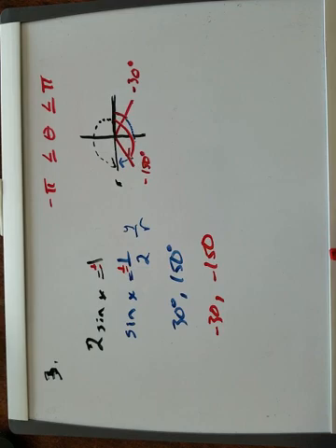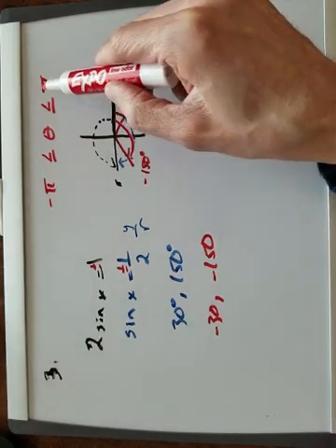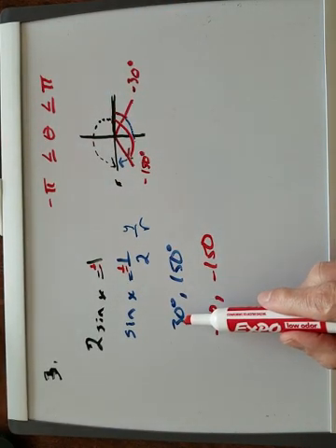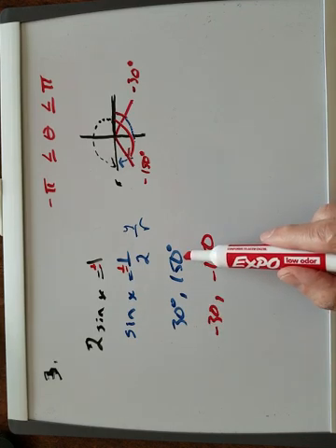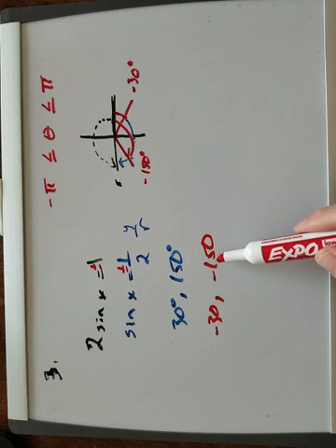Now, for a finish to today's notes, you might be like, uh-oh, I see a problem. He's answering in degrees. You have to answer in radians. Well, there's where the beauty of the unit circle comes in. 30 is simply pi over 6. 150 is 5 pi over 6. And then negative pi over 6 and negative 5 pi over 6.